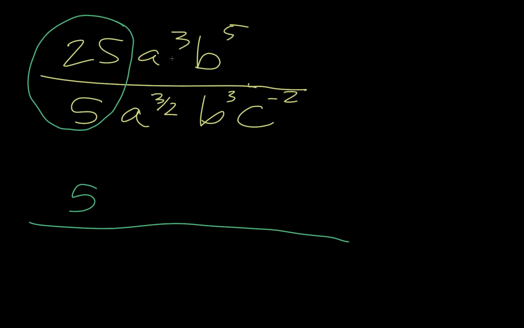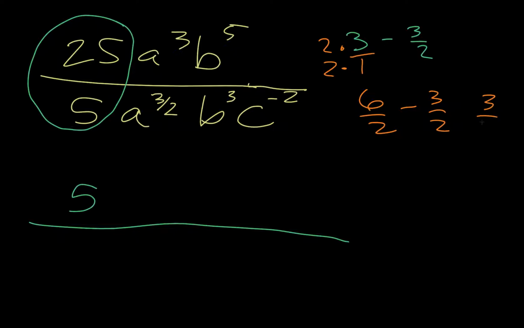Now, we're going to subtract these exponents, 3 and 3/2. So we're going to say 3 minus 3/2. We need common denominators. So if we think of this like 3 over 1, we multiply the top and the bottom by 2. So we get 6/2 minus 3/2, which would be 3/2. So we get a to the 3/2.